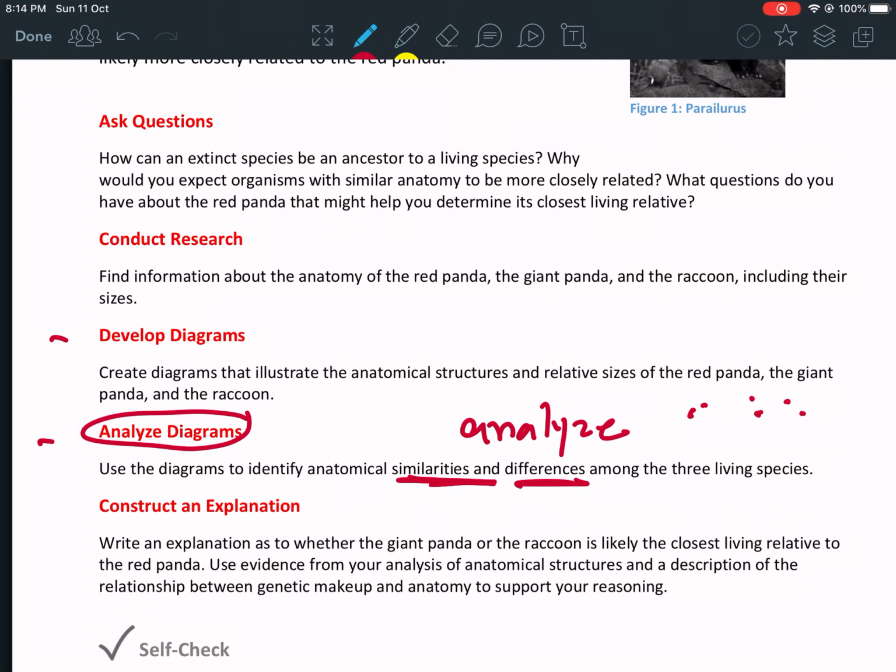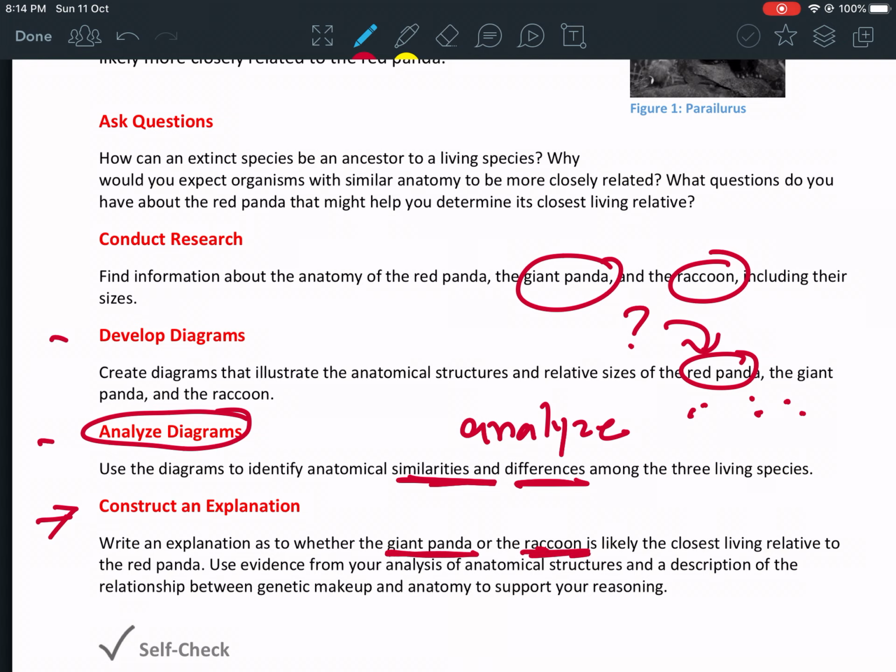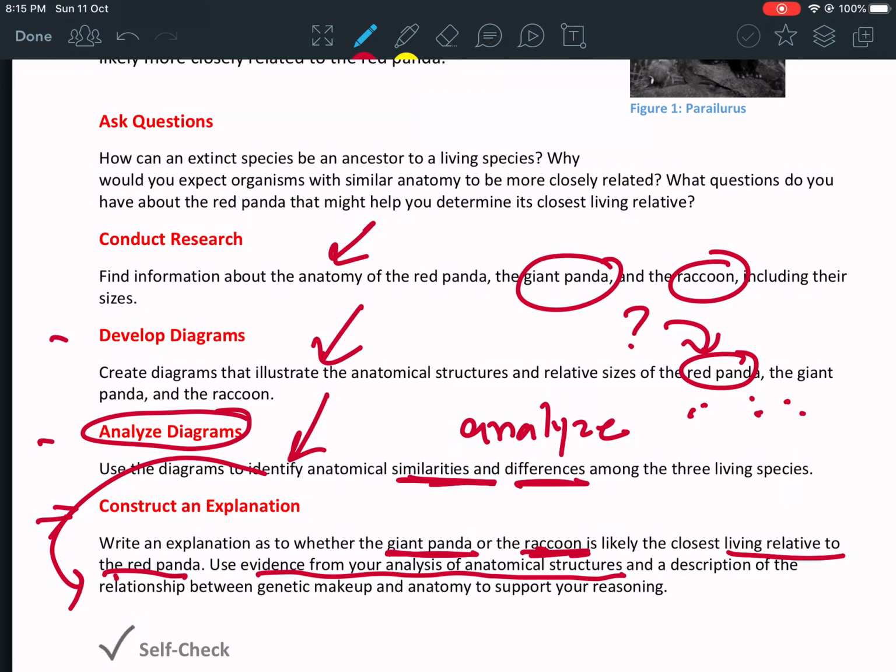After you finish your analysis, you have to make a conclusion. Which one is closest to the red panda? Is it the raccoon family or the giant panda? Which one? You have to write an explanation as to whether the giant panda or the raccoon is the closest living relative to the red panda. Use evidence from your analysis of anatomical structure. So here you put the anatomy, here you drew it, here you made the analysis. From the analysis you need to draw a conclusion. Which one is closest? And you talk about it. So this is what you need to do.